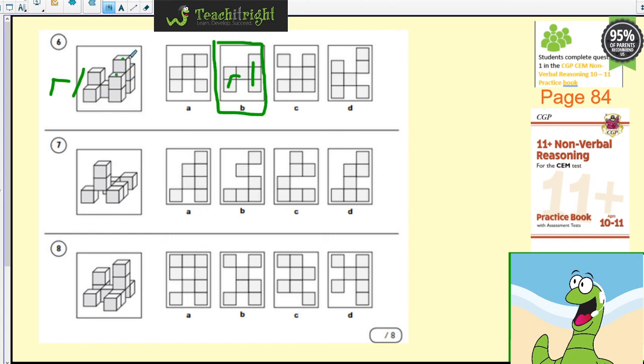Again, there's 1, 2, 3 in a straight line, and there's that L shape. So yeah, L shape in your straight line. That's where I'm getting these pictures from.